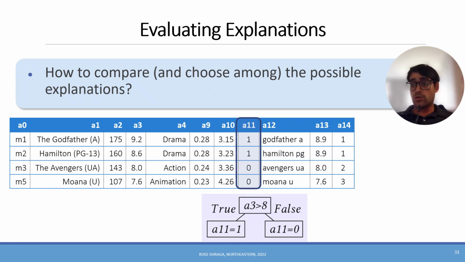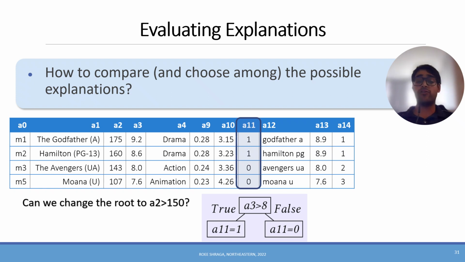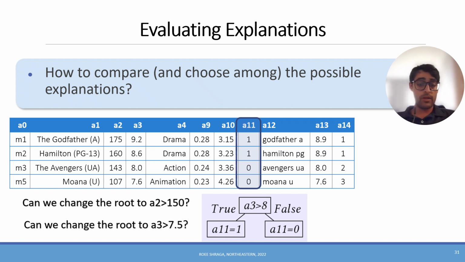But then there are some questions that we can ask here. For example, can we change the root to look at A2, for example? Here, we see that maybe it's incidental, but specifically we can see that even if we look at A2 over 150, we still get an explanation that is still true. Maybe we can change something else. Can we say that A3 is larger than 7.5? So here the answer is a bit easier, right? Because we can see that, for example, we will miss M3 here, which instead of being a 0 value, as it's supposed to be, it will be transformed into a 1 value.